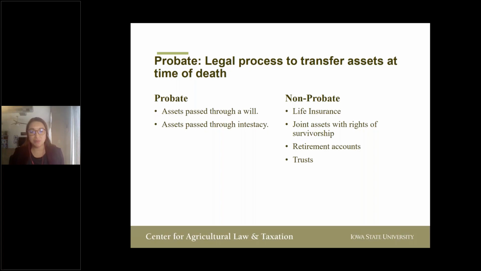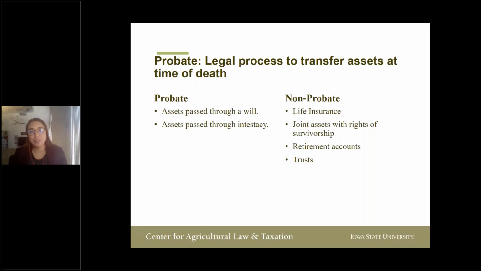There's also non-probate assets that we'll look at next. One of the big ones that a lot of people should look into is life insurance. That's just a contract between the person buying the life insurance and the company, and so that normally won't go through the court system. Also, joint assets with right of survivorship. Those are also non-probate assets.